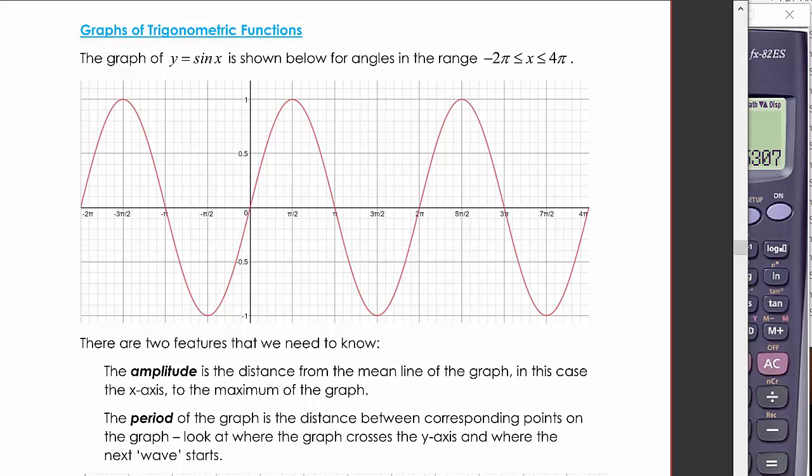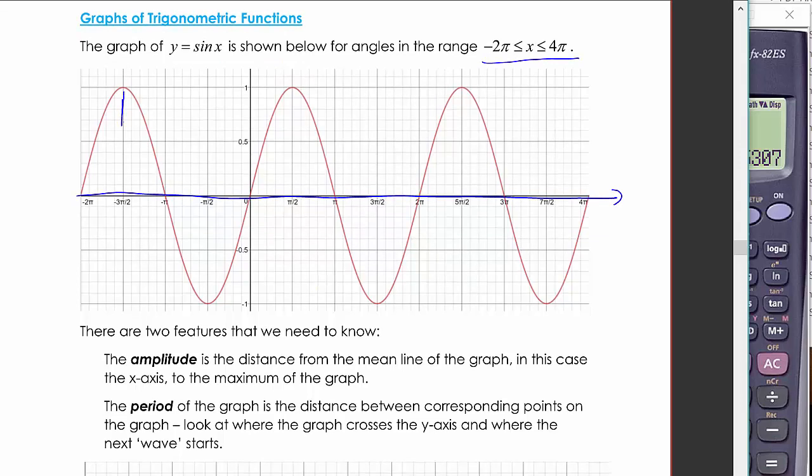So, graphs of trigonometric functions. I've shown sine x all the way from negative 2 pi to 4 pi, or negative 360 up to 720, because I want to point out a couple of things. The amplitude is really important. The mean line is the line that goes down the middle of the wave. It won't always be the axis when you transform it, but we can see that's the mean line there.